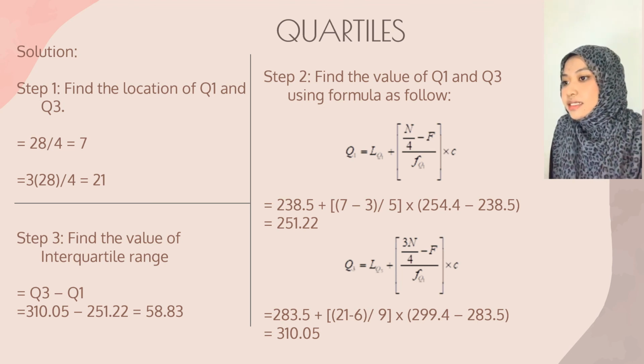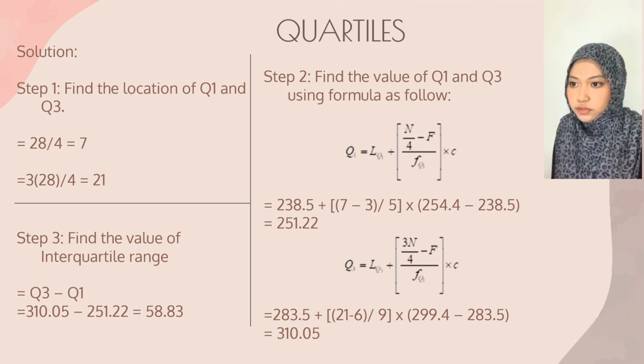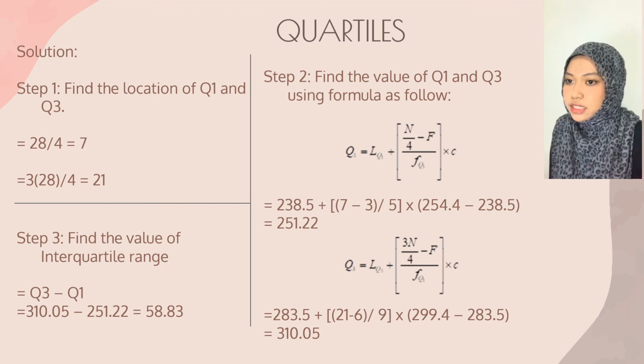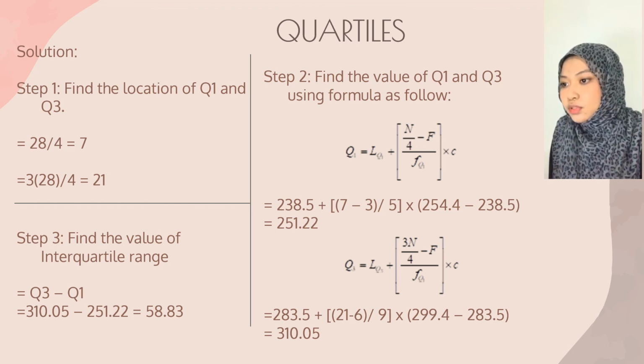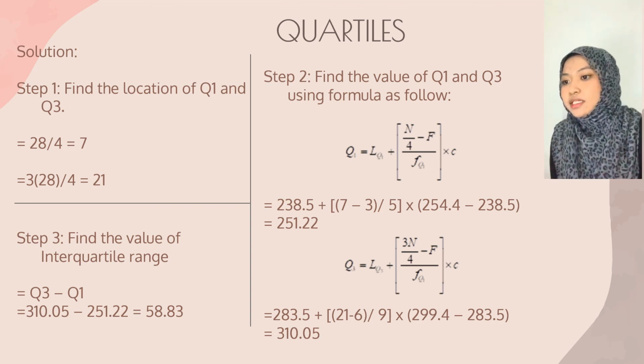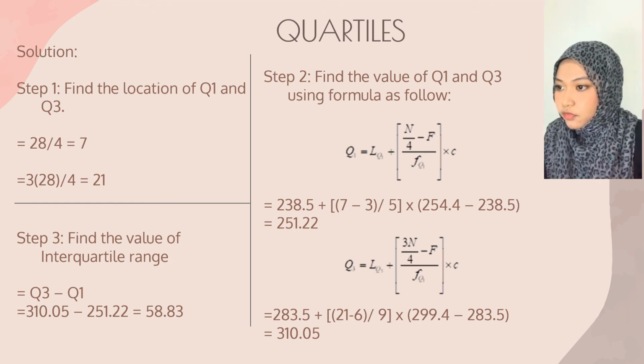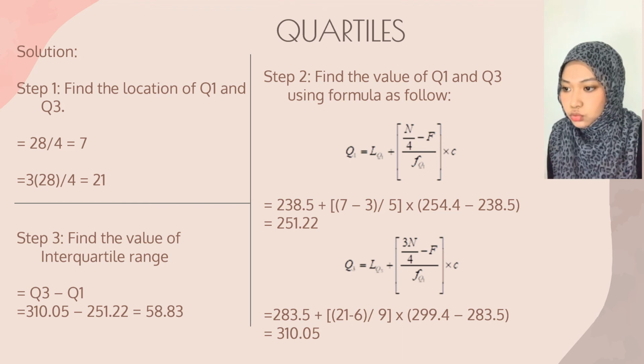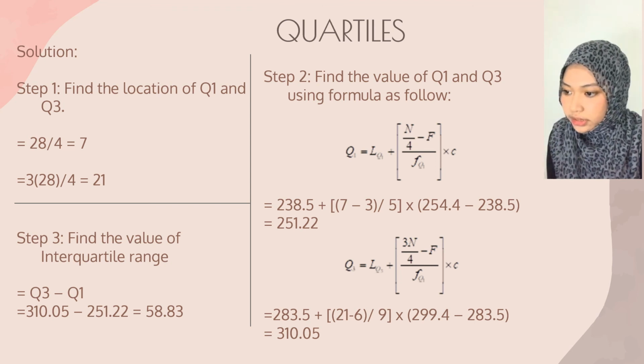The second step is to find the values of Q1 and Q3 using the formula as given. After you fill in the formula, you can replace it with the amounts given. For quartile 1, you will get 251.22, and for quartile 3 you will get 310.05. And the last step is to find the value of the interquartile range.